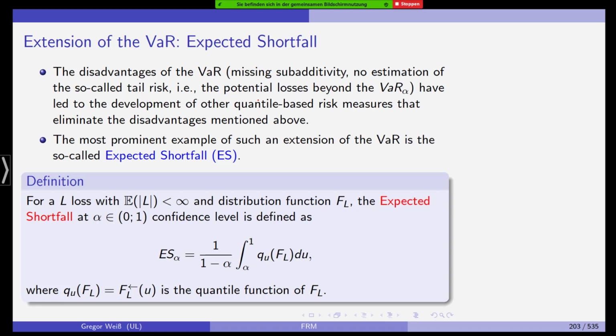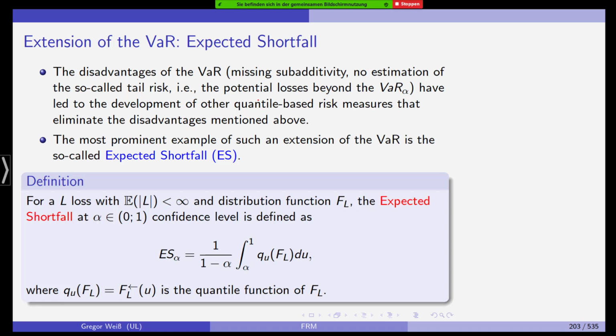And those disadvantages of value at risk, missing sub-additivity and no estimation of tail risk beyond value at risk, have led researchers to study different risk measures, and they realized that expected shortfall, which we will define on this slide and the next one, has some properties that make it a little bit more appealing than value at risk, but it also has some difficulties. Okay.